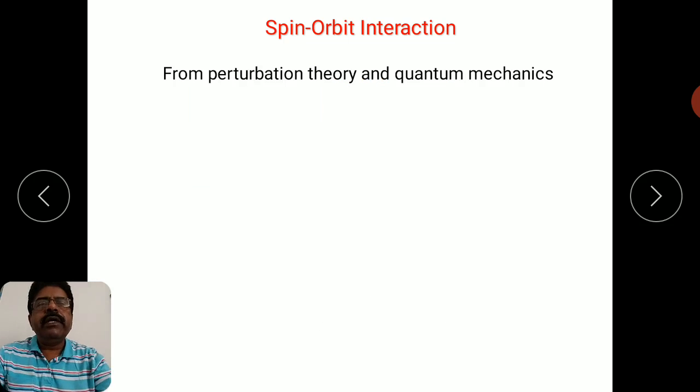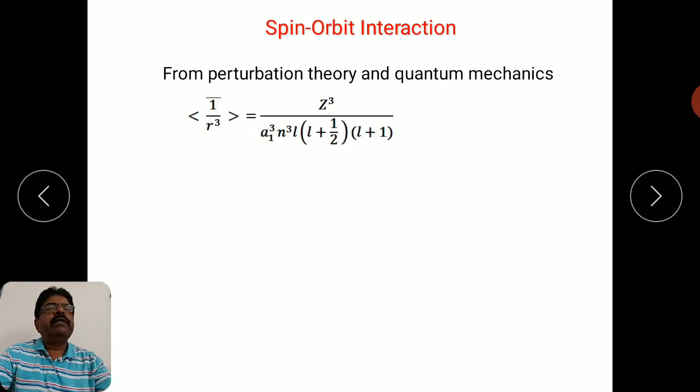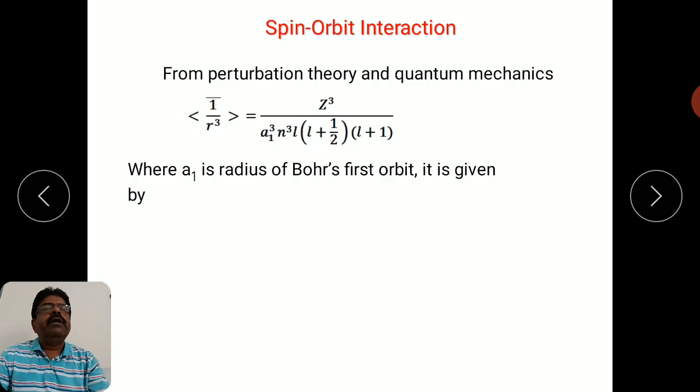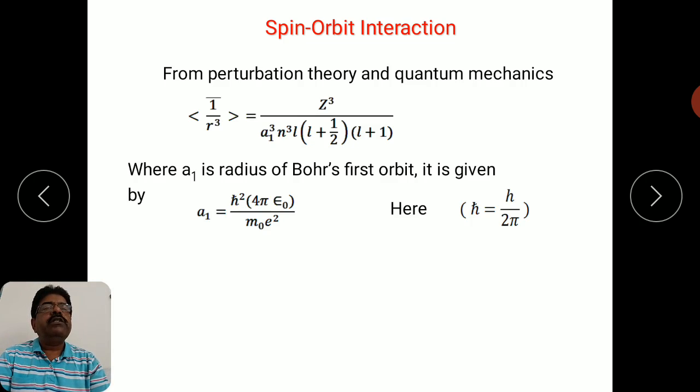And one of the important theories in quantum mechanics is perturbation theory. According to perturbation theory, the average value of the quantity 1 upon R cube is given by Z cube upon A1 cube N cube L into L plus half into L plus 1, where A1 is the radius of Bohr's first orbit, and it is given by the equation A1 is equal to h cross square into 4 pi epsilon 0 upon m0 into E square, where m0 is the rest mass of the electron, and h cross is h upon 2 pi.